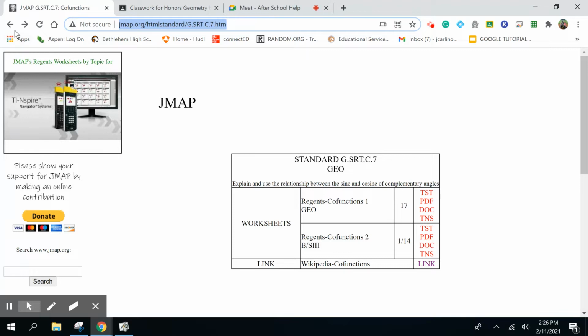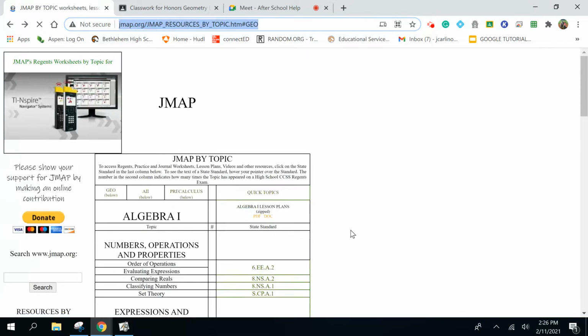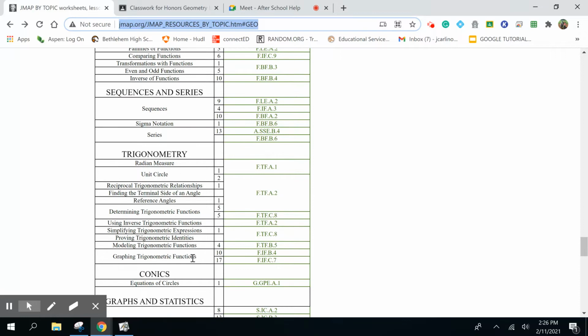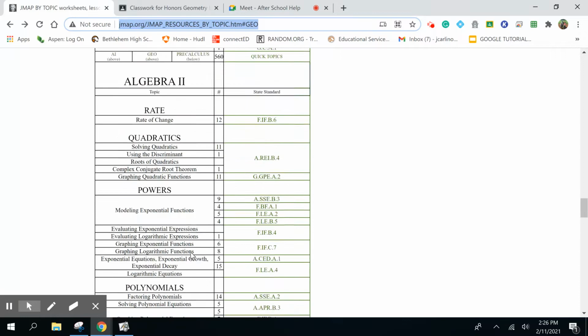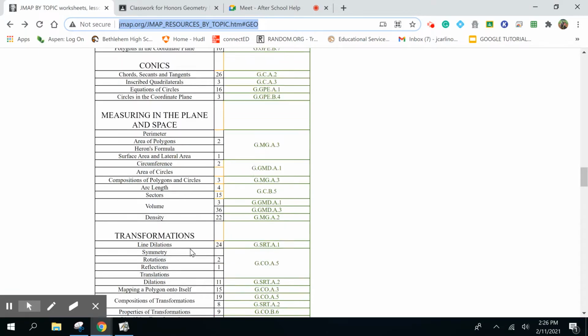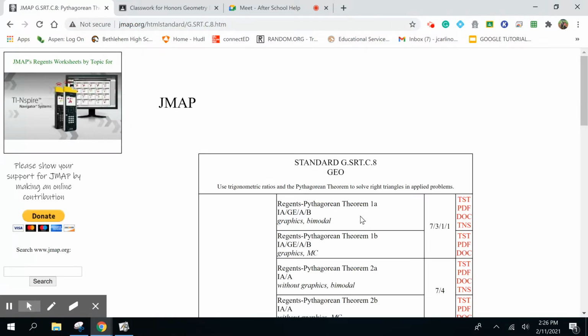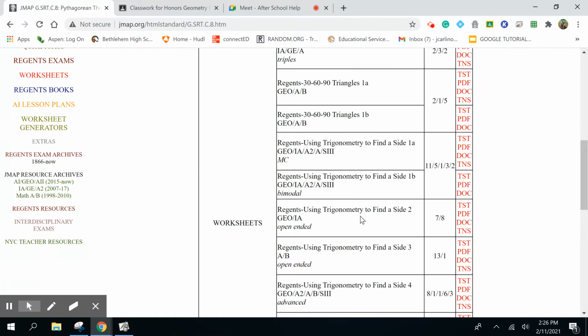So here you go. Let me get back to this page. Where's my trigonometry? There it is. Okay, finding a side, where was that one? There it is.